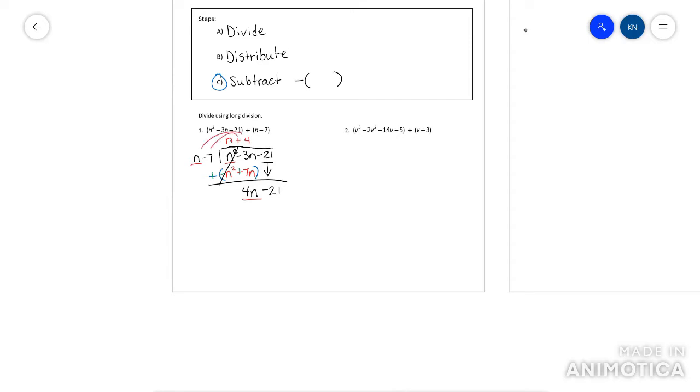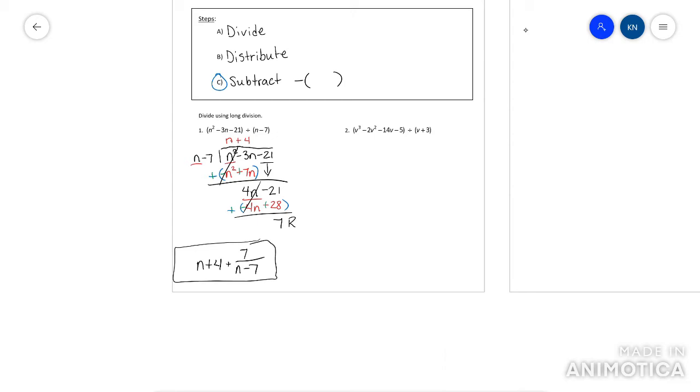Then I distribute the 4. So that's going to be 4n minus 28. Then comes the part where you have to minus this whole thing. You can distribute that minus and make it a plus as long as you change those signs. So here, these 4n's would cancel and you would have 7. That would be your remainder. So my answer here would be n plus 4 with a remainder, so you put a little plus, 7 over whatever you were dividing by.